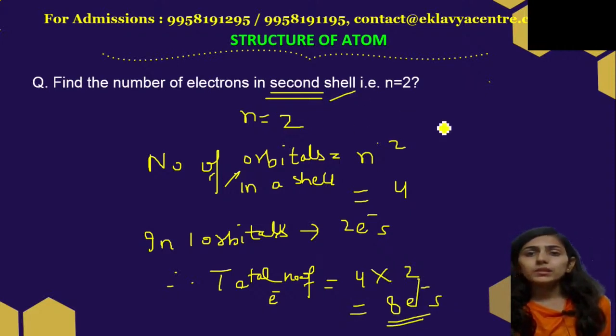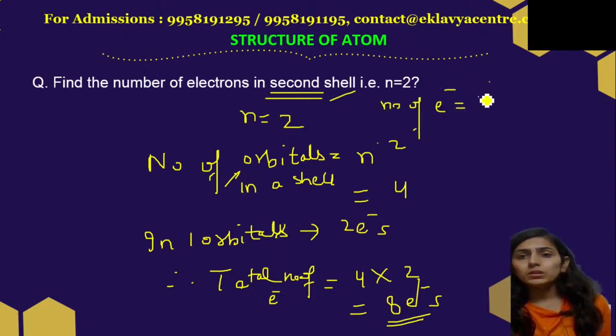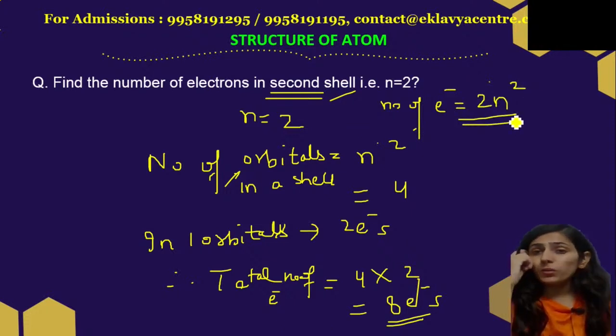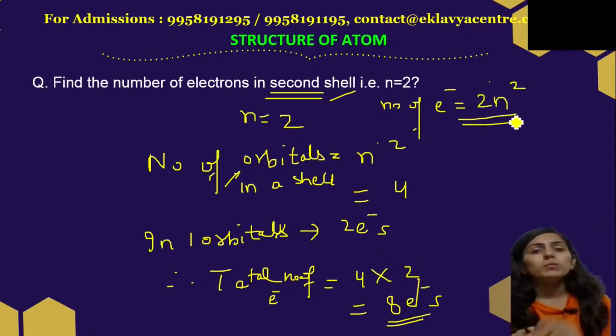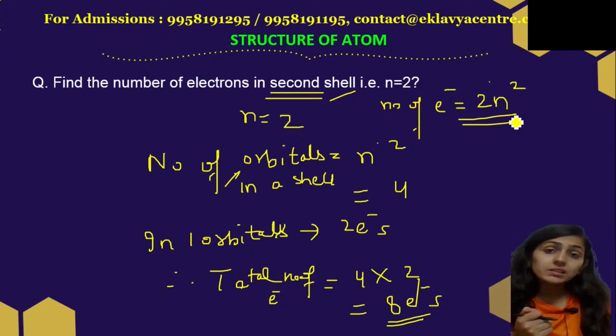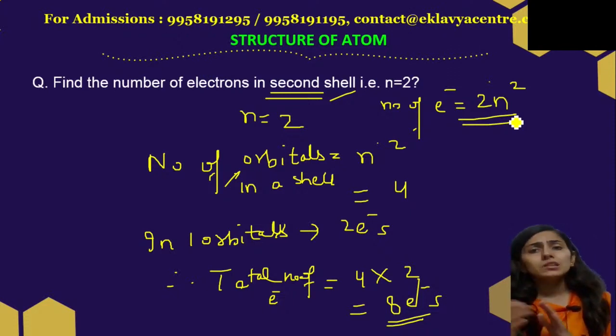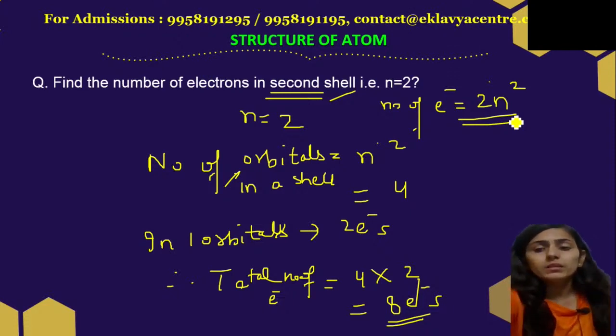Right? So if somebody asks you, the number of electrons in a shell is equal to 2n square. Rather than remembering so many formulas, it's better that you remember this one formula for the number of orbitals. Whenever an examiner asks you to find the number of electrons, simply multiply the number of orbitals in a shell with 2. Right?